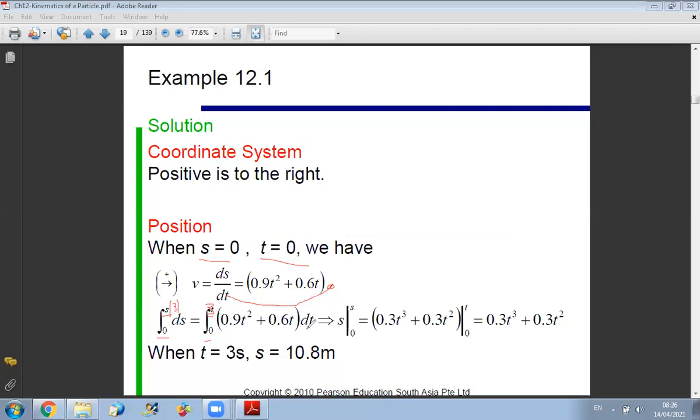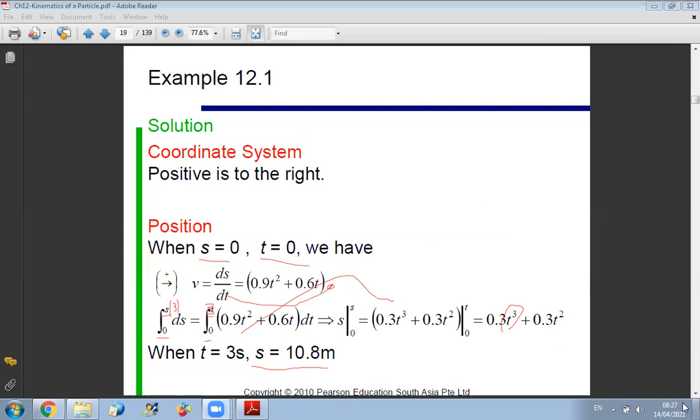Okay? Now, I integrate this function. For 0.9t squared, the integral is 0.3t cubed, and for 0.6t, it is 0.3t squared. Then I replace boundary conditions between 0 and t, and I will get my result. So now I have s as a function of time. I replace t by 3 seconds to get the value of my position. For integration, you should just know basic integration, and I will not give you very complex integrals. So just the main concepts of integration.